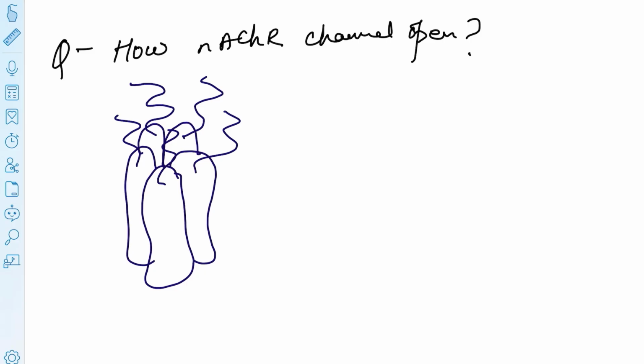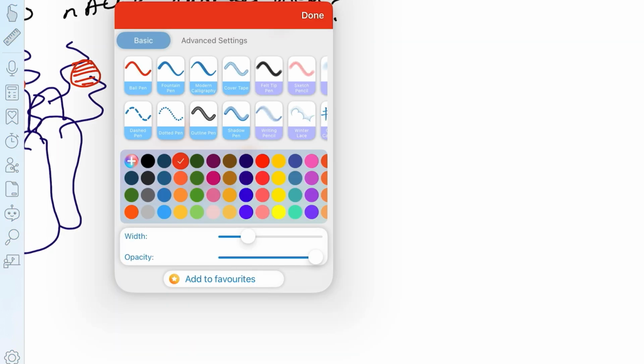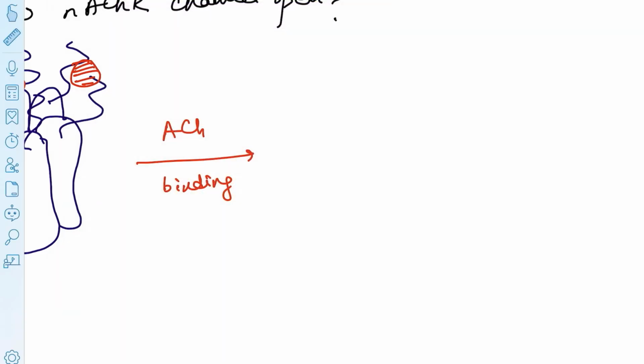And suppose in two regions, in one region here and in another region here between alpha and beta subunit, two molecules of acetylcholine are bound. So when the acetylcholine binds to this particular region, it creates a conformational change in the extracellular region. Now the entire extracellular region twists or rotates a bit, not that much, but a very small degree of rotation takes place in the complete extracellular region.